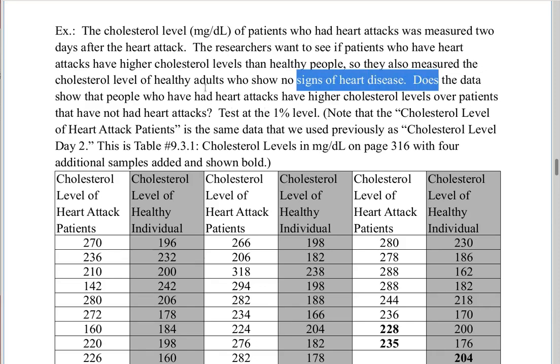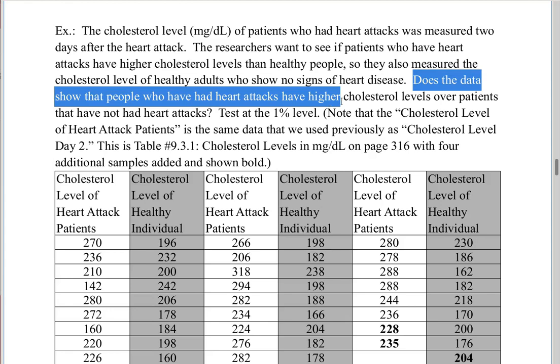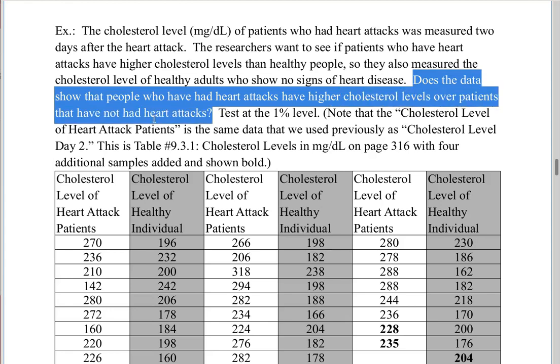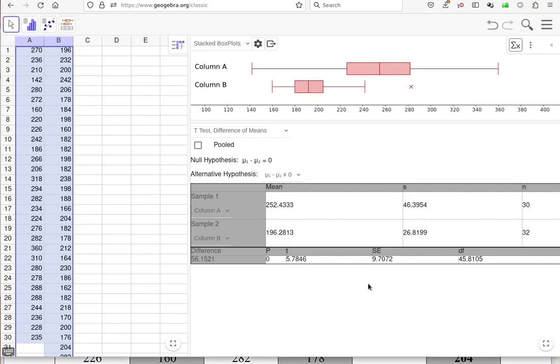So let's remind ourselves that we were interested in checking if there were higher cholesterol levels. It says, does the data show that people who've had heart attacks have higher cholesterol levels over patients who have not had heart attacks? So we're basically asking if this first set of data in column A is greater in the average to the second. So when we're choosing this, that means that that difference, if mu sub 1 is greater than mu sub 2, then we expect it to be positive. So that is greater than 0. Here's our p-value, our t-values, and then information for each of those two samples.